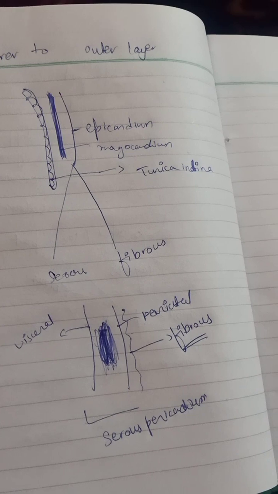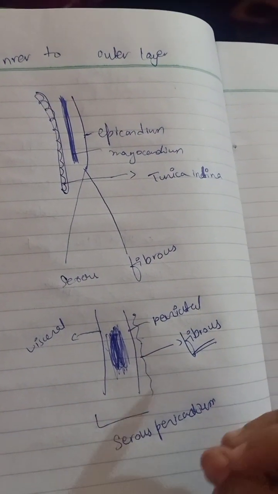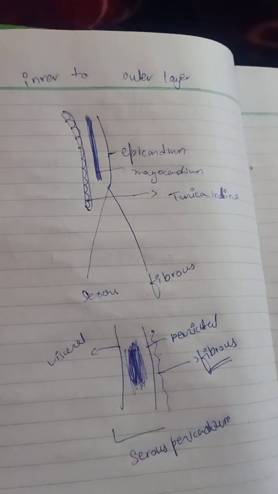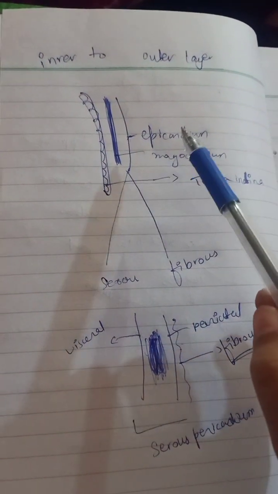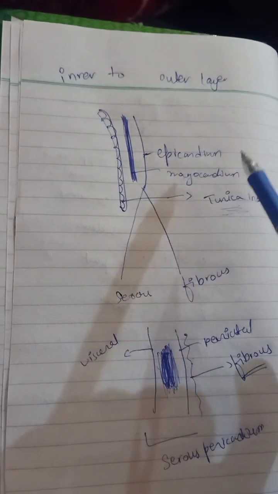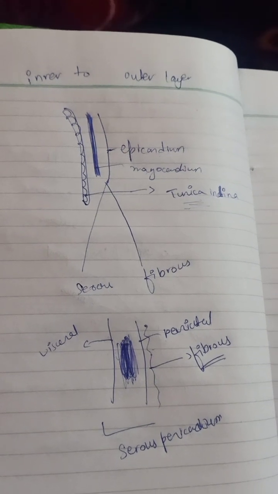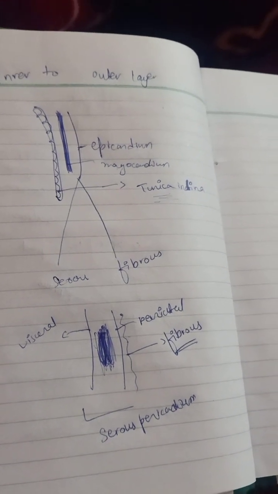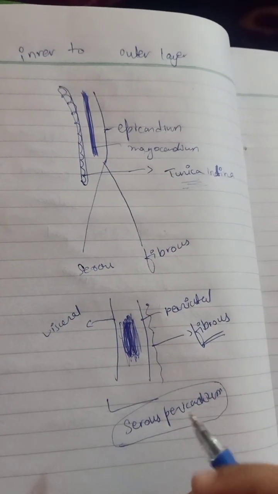Okay, so the heart is basically protected by the pericardium, which divides into the epicardium and more layers. The tunica intima and epicardium are both lined with simple squamous epithelial cells. And the serous pericardium is composed of visceral and parietal layers.